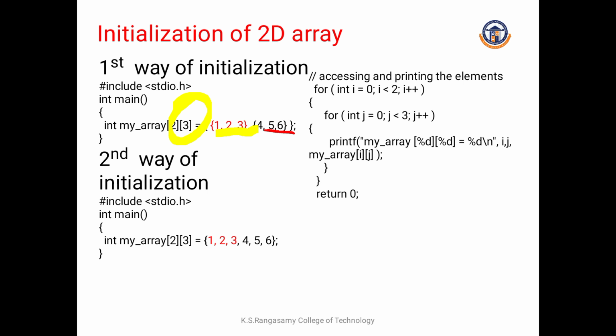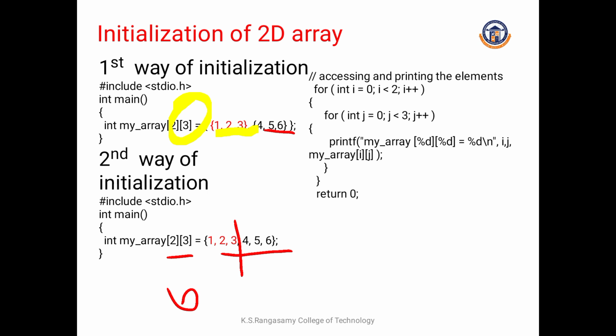In the second way of initialization, we can remove the inner curly braces and give all the elements within a single pair of curly braces. So with 2 rows and 3 columns, we can store 6 elements in total: 1, 2, 3, 4, 5, 6. Out of the 6 elements, we have specified 2 rows and 3 columns. So 1, 2, 3 belong to row 1, and 4, 5, 6 belong to row 2.